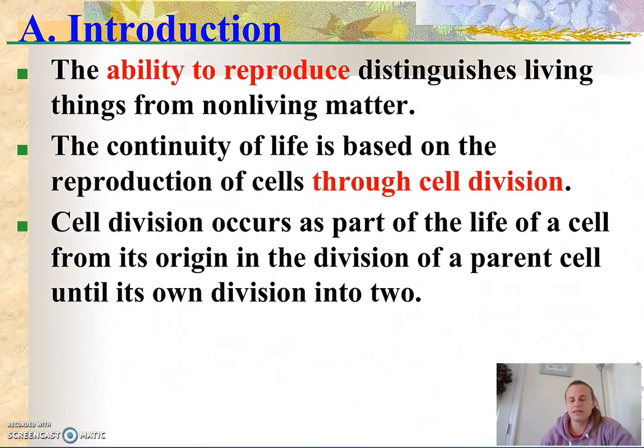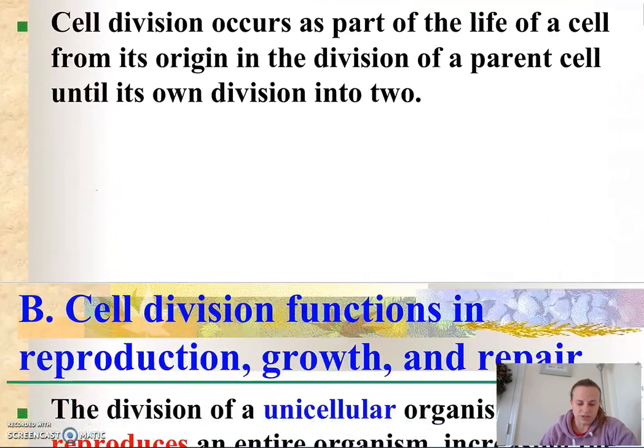So scientists study living and non-living matter, but how do they know whether something is living or non-living? Well, scientists distinguish living things from non-living matter by if they have the ability to reproduce through cell division.